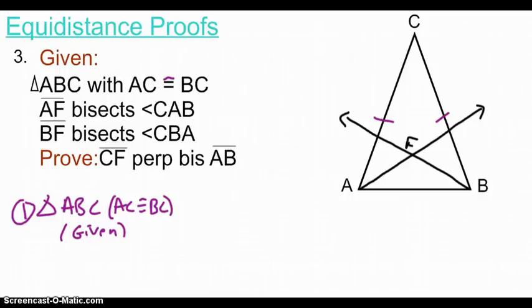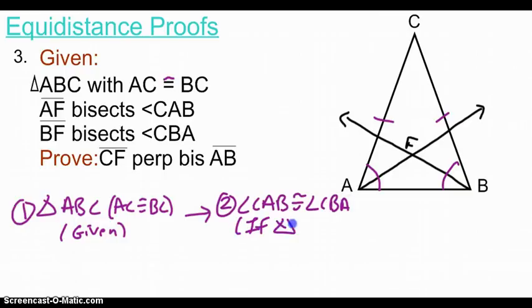Moving on to our first proof, we have our first given statement here. We have triangle ABC that has side AC is congruent to side CB. Therefore, we can say that angle CAB is congruent to angle CBA by if sides, then opposite angles are congruent. We can move on to our next givens.